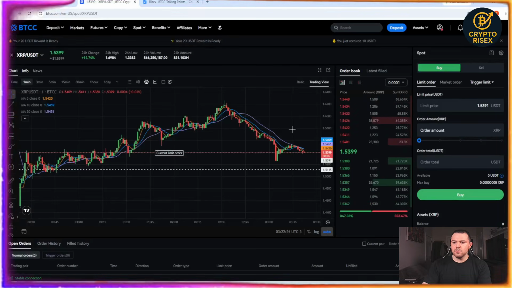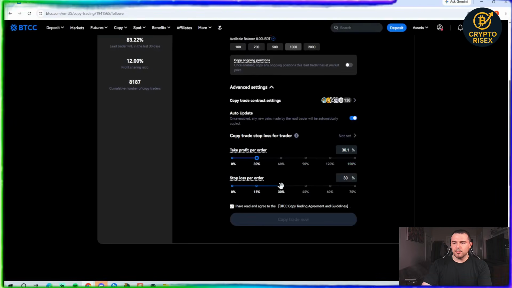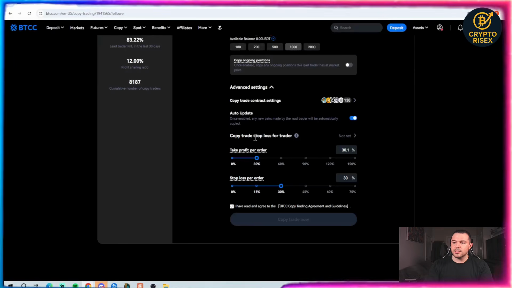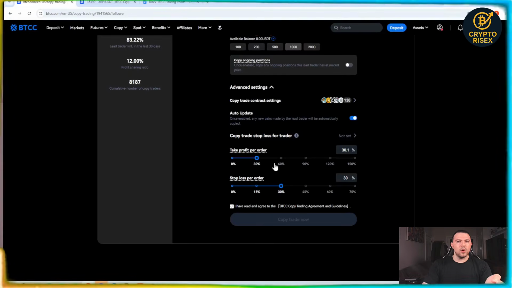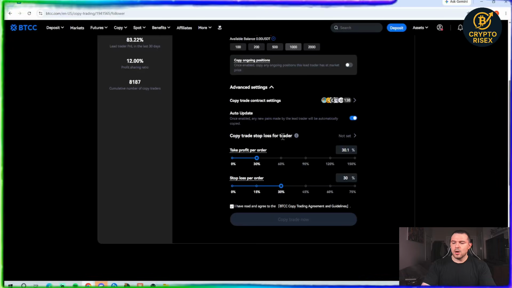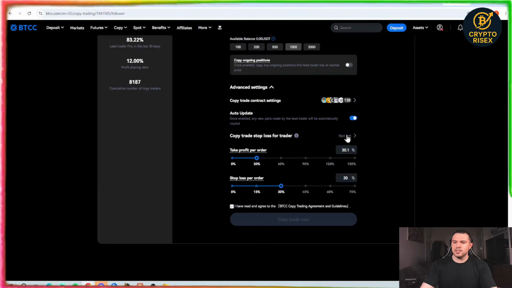Now, if you set a stop loss order at 30%, there's one other thing I want to show you, and it's this copy trade stop loss for trader. There's one more thing I want to show you here, and this is the copy trade stop loss for order. See how it says not set? You're going to want to go ahead and set this.